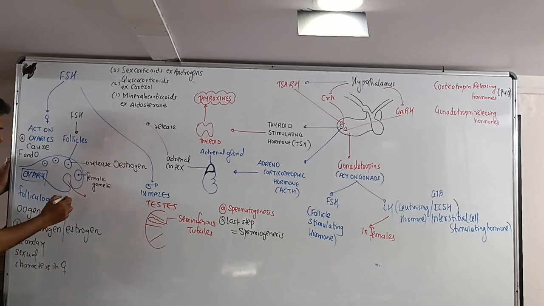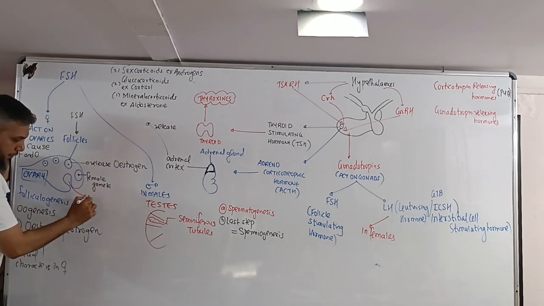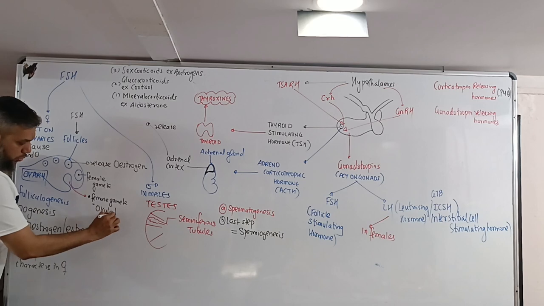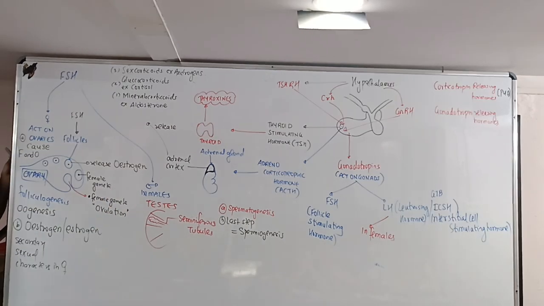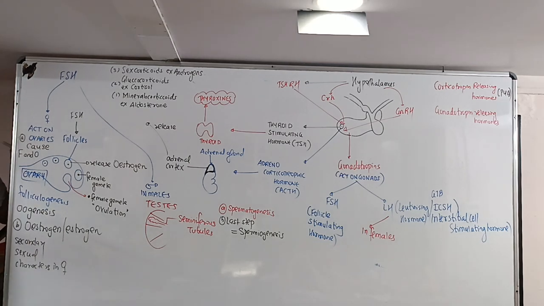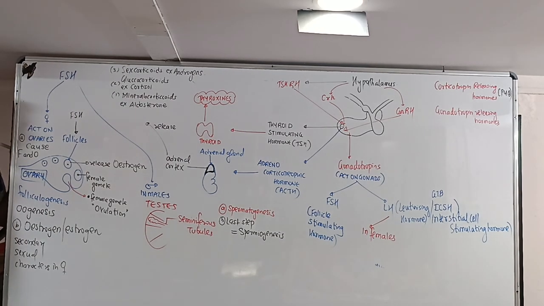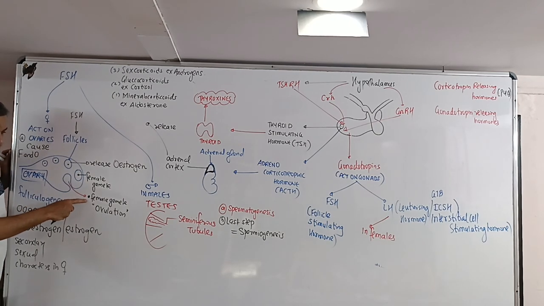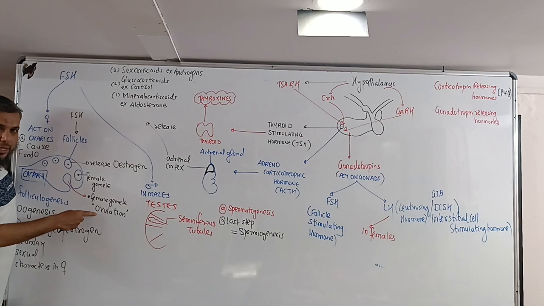And it will cause the release of the female gamete. This process is called ovulation. A female, every month during her menstrual cycle, shows ovulation, almost in the middle of the cycle. If the cycle is 28 days, then almost on the 14th day, the levels of LH will suddenly become high. This high level of LH will cause the mature follicle to rupture and release the female gamete in a process called ovulation.